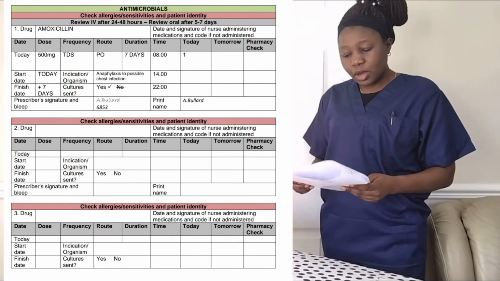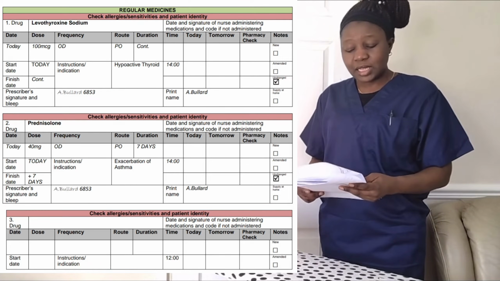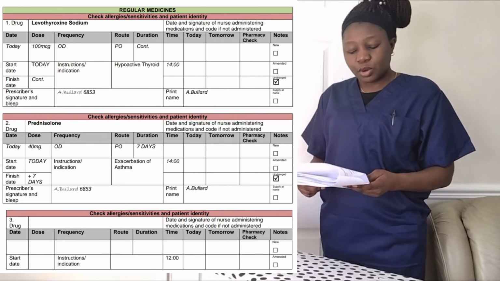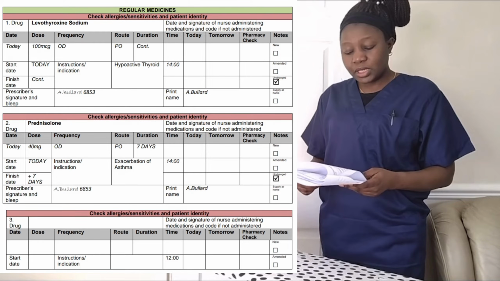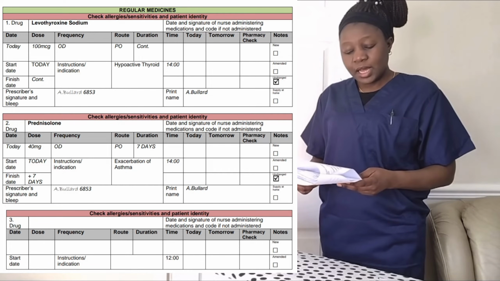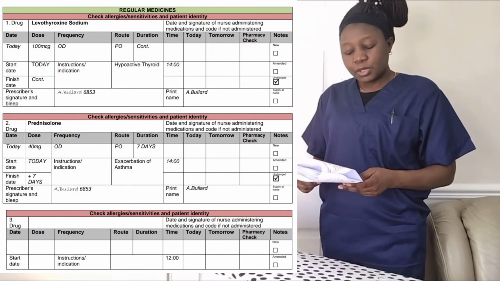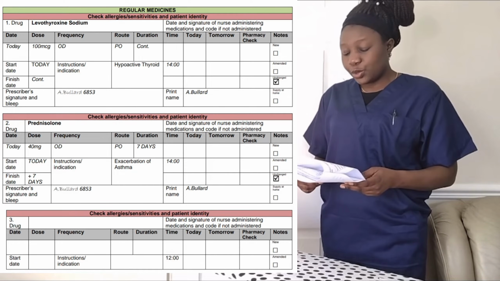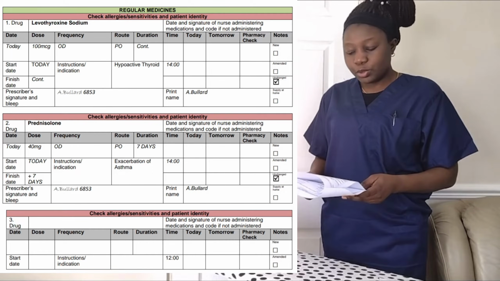Yes, ma'am. All right, so I move to the next page, and I can still confirm that I have the MAR chart for Alison Sanders, date of birth 1/8/1993, on regular medicines. The first drug is levothyroxine sodium. The date is today. The dose is 100 microgram. Frequency is daily. Route is per oral. Duration is continuous. Start date is today, and finish date is continuous. The indication is for hypoactive thyroid. Prescriber signature is Allotted with blip 6853, and this is due at 1400. It is due at my time. This is a valid and eligible prescription.